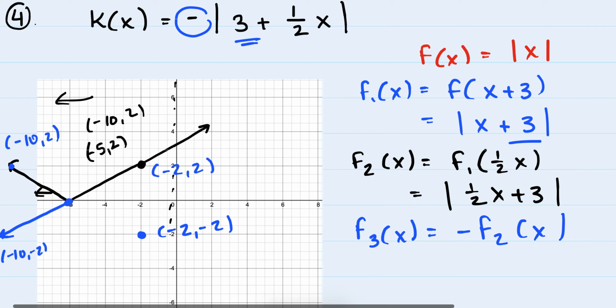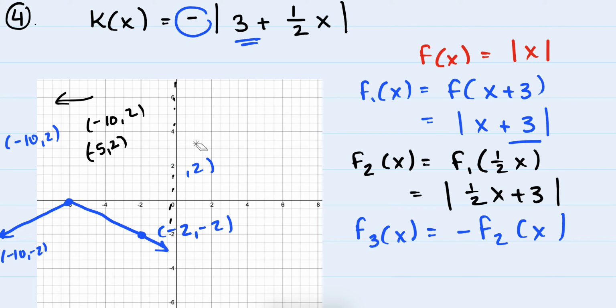Let's try to draw a straight line. And we can erase this one. And then we just double check some points. I claim that (-2, -2) is on the graph. Plug that into the function. 1/2 of -2 is -1. 3 plus -1 is 2. The absolute value of that is 2, then we have a negative, so it makes it a negative 2.